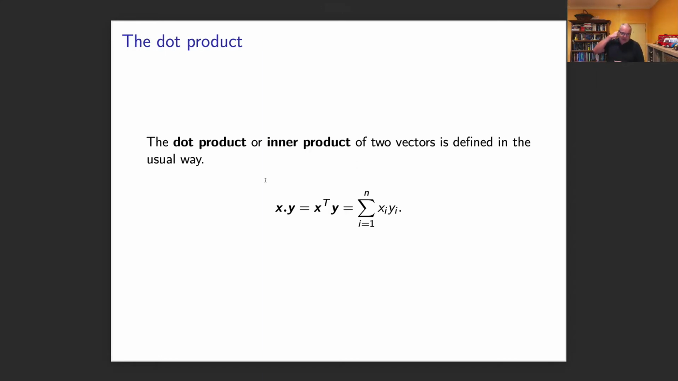We can also define a thing called an inner product. An inner product takes two vectors and returns a real number. We can denote that as x dot y. But that is exactly the same as taking x and transposing it, so instead of being a column it becomes a row, and multiplying that by y. So you take the first elements, multiply them, the second elements, multiply them, the third elements, multiply them, keep doing that until the nth elements, and then add them all together. So that's the summation as i goes from 1 to n of xi yi.